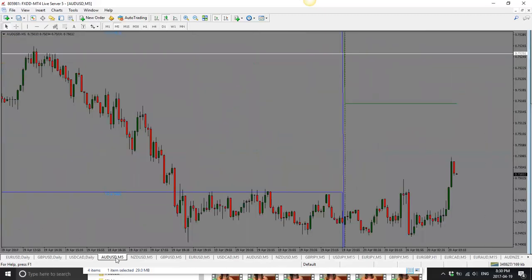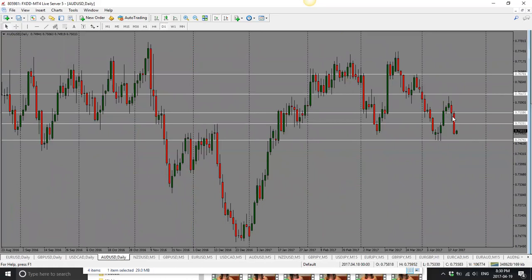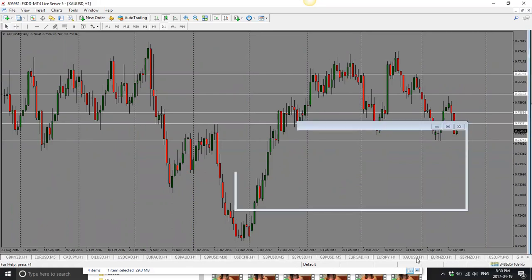All right, next one, Aussie here has moved up. Okay, so we had a nice drop in Australian dollar. At this point, it looks negative, it looks bearish. Let's take a look at gold. I saw gold was dropping as well.